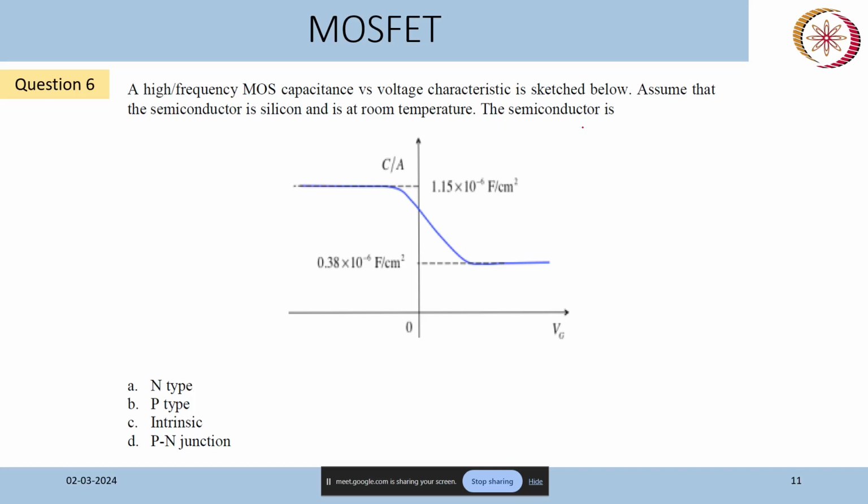what is the type of the semiconductor. So it is given that the semiconductor is silicon and it is at room temperature. So what is the type of the semiconductor, whether it is a p type, n type, intrinsic? It is not a p-n junction because it's already given as MOS capacitance. But let's see what is the type of the semiconductor for this kind of CV characteristic.